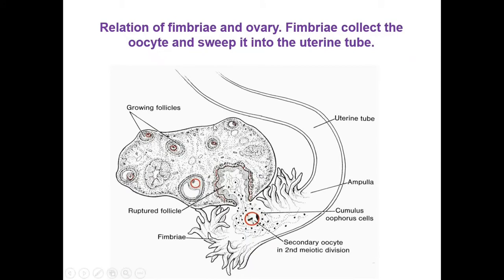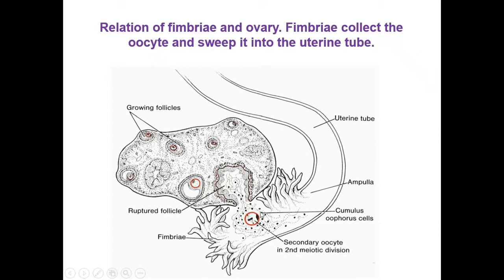This diagram shows the ovary and fallopian tube. As we already know, this is the ovary and this is the cortex of the ovary where oogenesis occurs, and this is the mature Graafian follicle showing the ovulation. The ovulated material includes the secondary oocyte. This red color is the zona pellucida and the corona radiata cells.